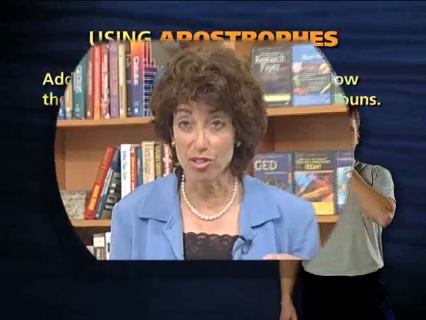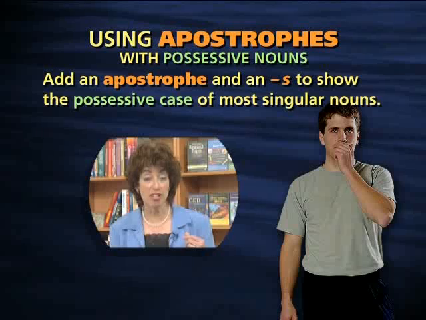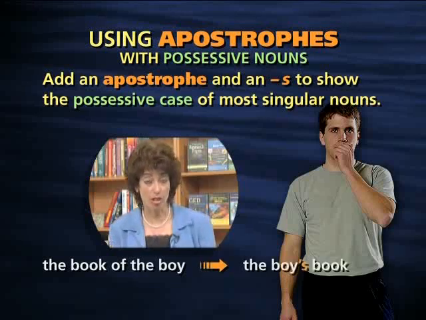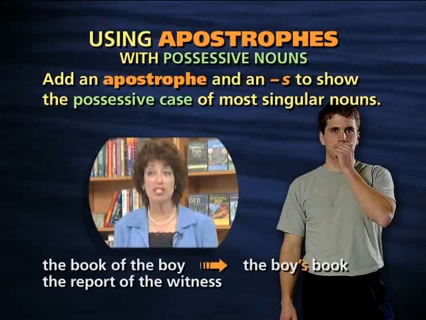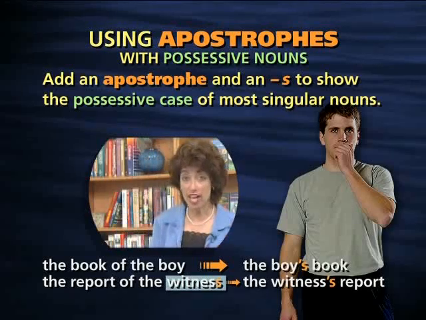Turning now to apostrophes with possessive nouns. People tend to put apostrophes with plural nouns rather than possessive nouns. And that is incorrect. They're used with possessive nouns. You add an apostrophe and an S to show the possessive case of most singular nouns. For example, the book of the boy becomes the boy's book. The report of the witness becomes the witness's report. Now look at witness. It ends in S.